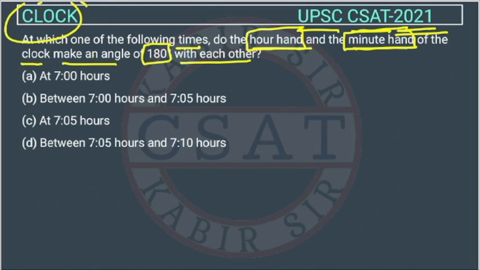Suppose the hour, we are trying to find out between h hour and h plus 1 hour. So this h and h plus 1 hour is like we are trying to find out between 2 o'clock and 3 o'clock when they will make a 180 degree angle, right? 180 degree angle means they are opposite to each other.